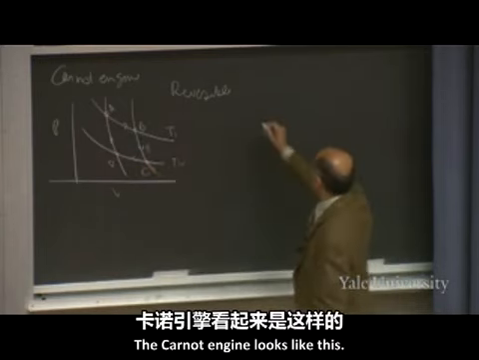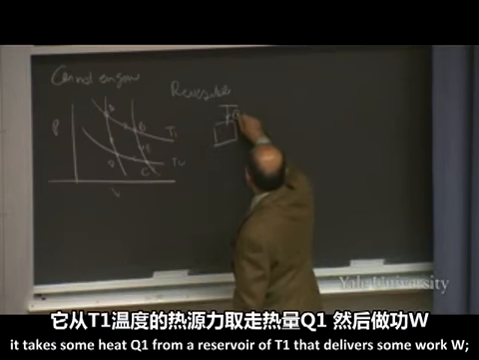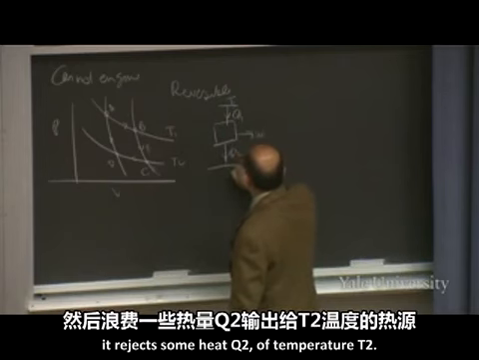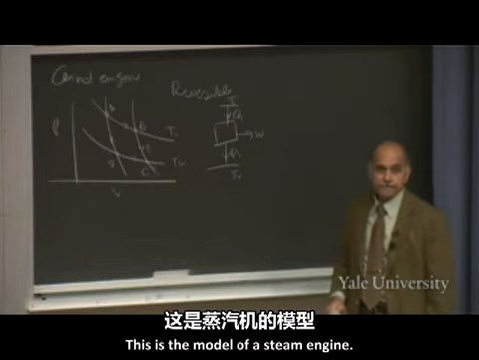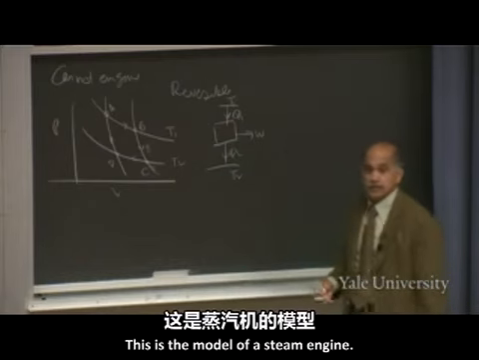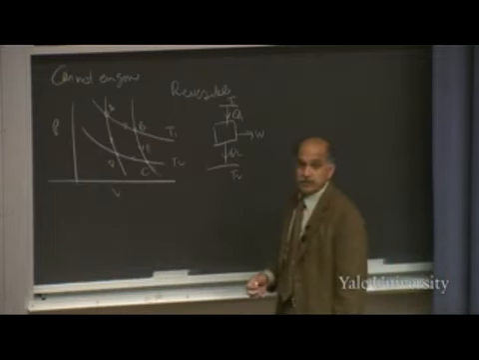The Carnot engine looks like this. Here is the engine. It takes some heat Q1 from a reservoir at T1. It delivers some work W. It rejects some heat Q2 at temperature T2. This is the model of a steam engine. Suppose you run the Carnot engine backwards.